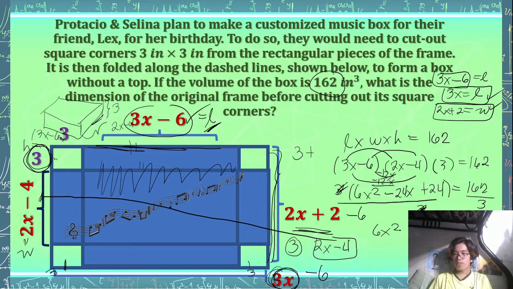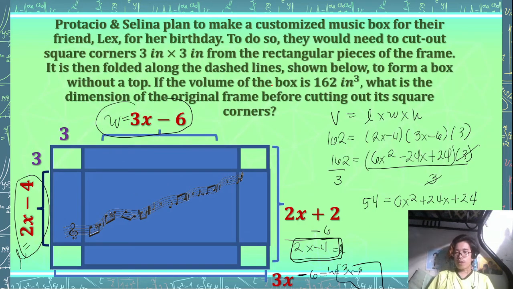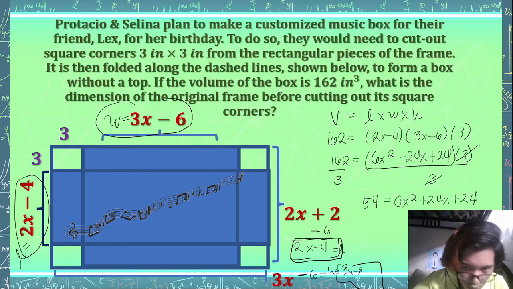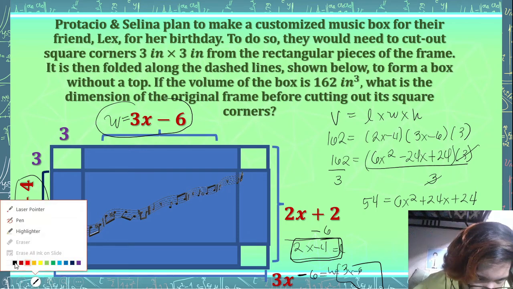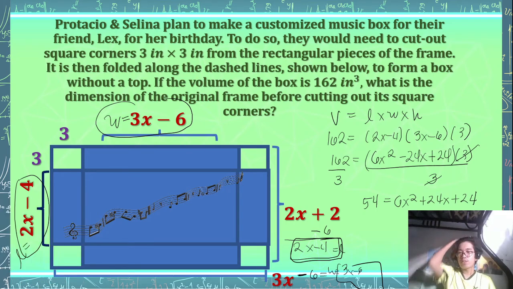So therefore, we have 6x squared plus 24x plus 24. That should give us 162 divided by 3. And what's 162 divided by 3? That's just 54. So now that we found the value of the volume, the equation right now is going to be 54 is equal to 6x squared plus 24x plus 24.